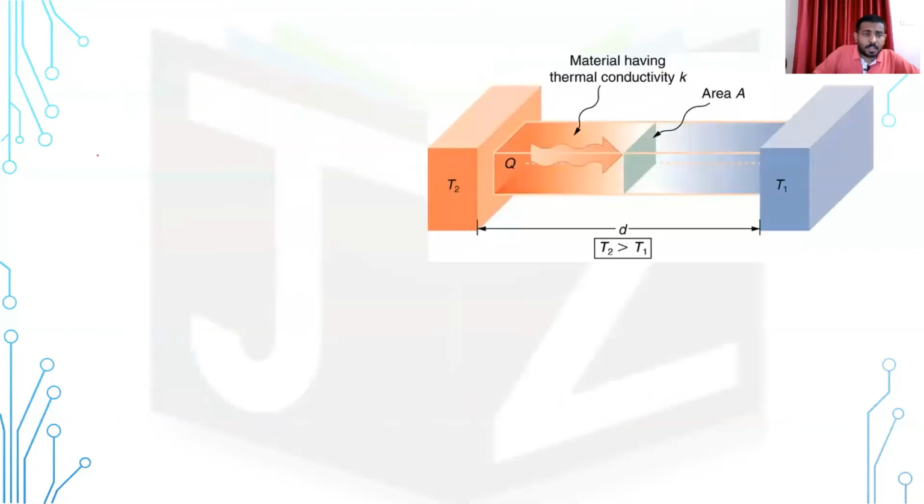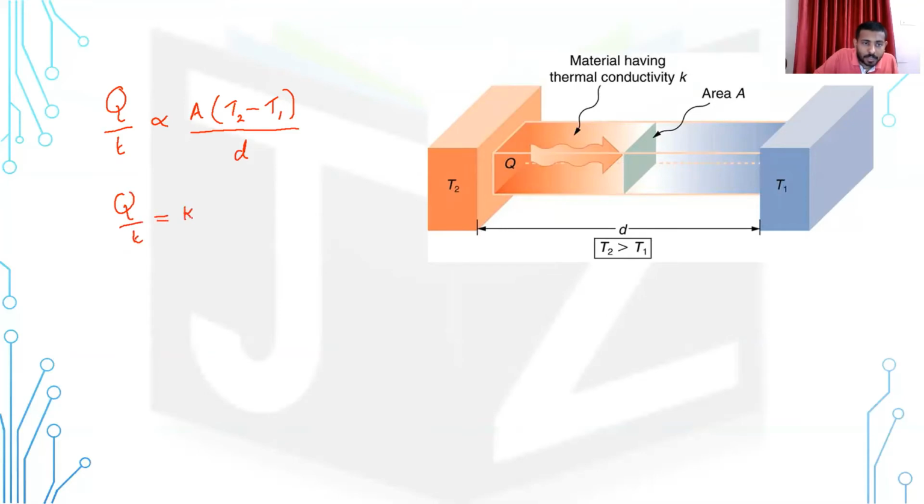So therefore, we get the rate of heat transfer Q by t is directly proportional to the area, directly proportional to the temperature difference, and inversely proportional to the thickness of the slab. To remove this constant of proportionality, we use a term called the thermal conductivity constant, denoted by K, and we can write K into A into (T2 minus T1) the whole divided by d. This K is actually the property of the material.